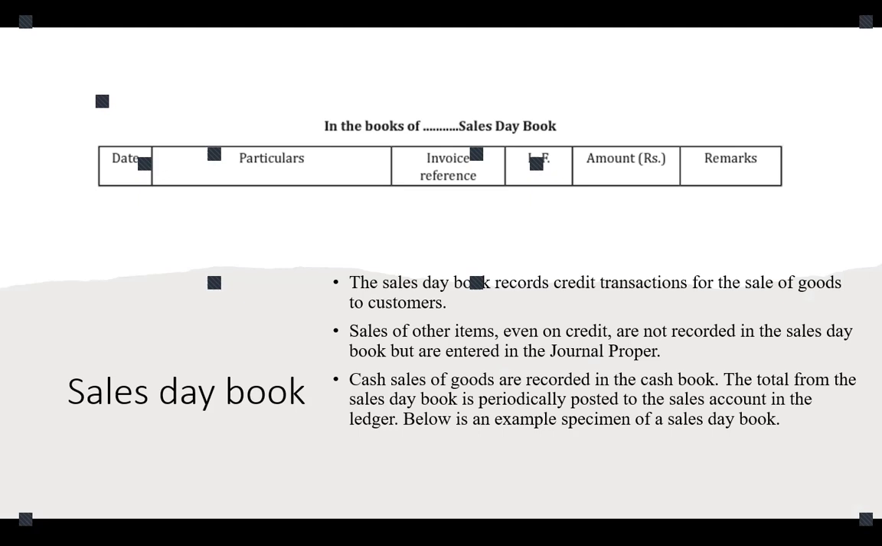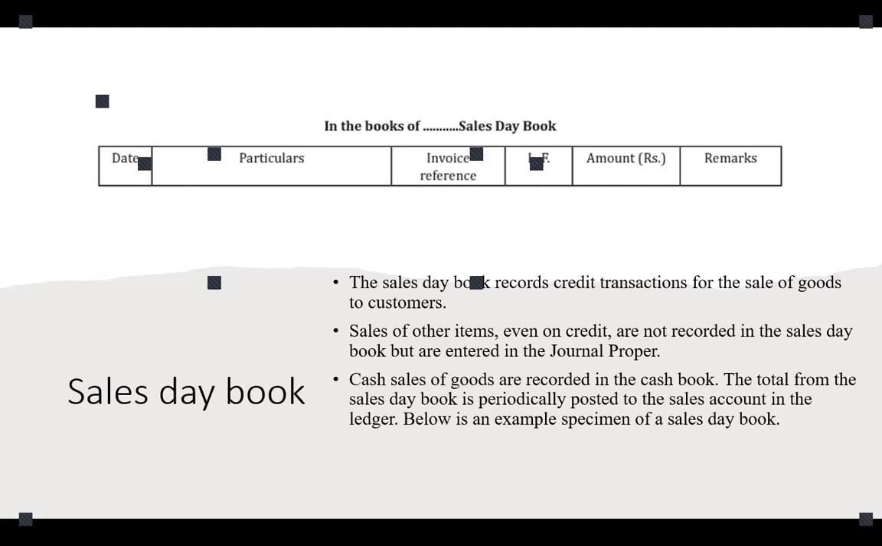The next type of subsidiary book is the sales day book. Like all the credit purchases we recorded in a purchase day book, all the credit sales we record in a sales day book. The sales day book records credit transactions for the sale of goods to customers. Sale of other items, even on credit, are not recorded in the sales day book, but are entered in the journal proper.